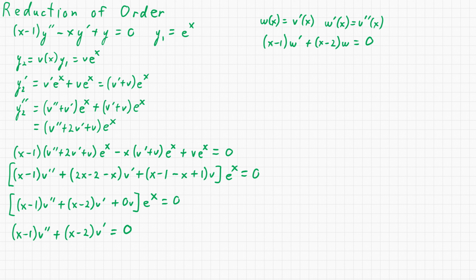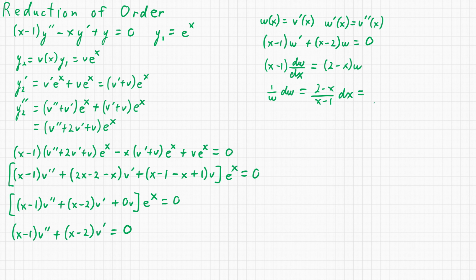Let's try and simplify this. It looks like it's going to be nicer to separate this, so let's move some things over. We've got x minus 1 times dw dx equals, moving this to the other side and negating, 2 minus x times w. Then separating, we end up with 1 over w dw equals 2 minus x over x minus 1 dx.